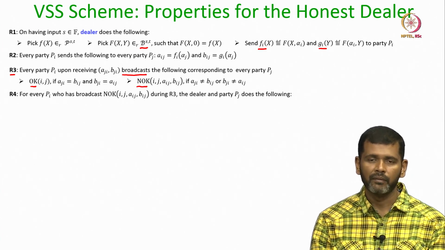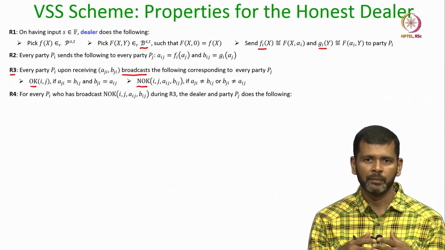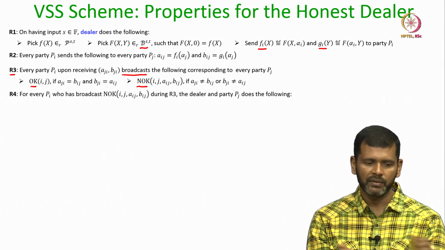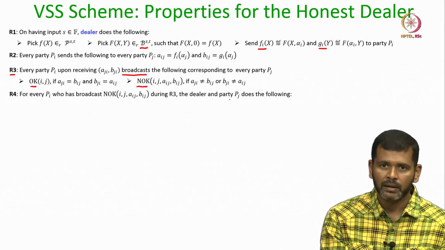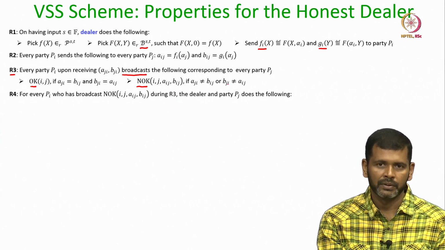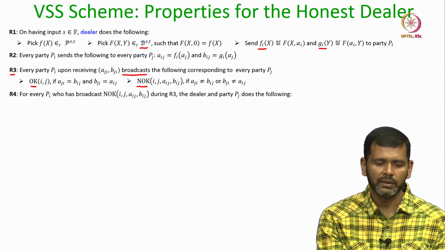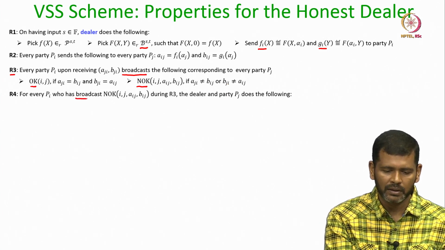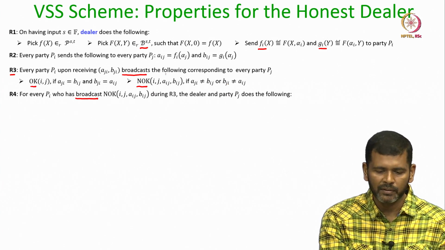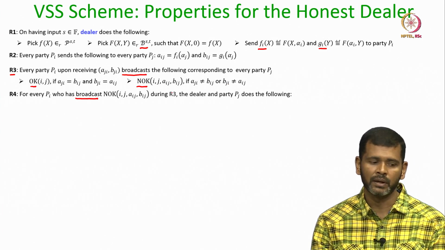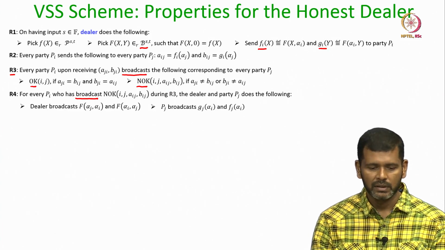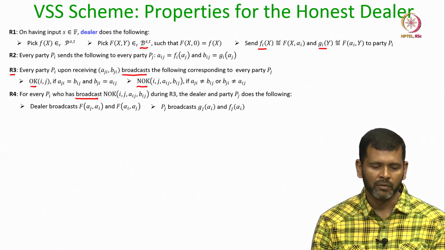Now, for every dispute between party Pi and Pj which has been made public through the NOK message, the complainee, complainant and the dealer make public their respective version of the disputed points during round 4. So, this again requires broadcast channel. Well, the complainee's version of the disputed points would have been already available through the NOK messages during round 3. The complainant's version and the dealer's version will be available during round 4.